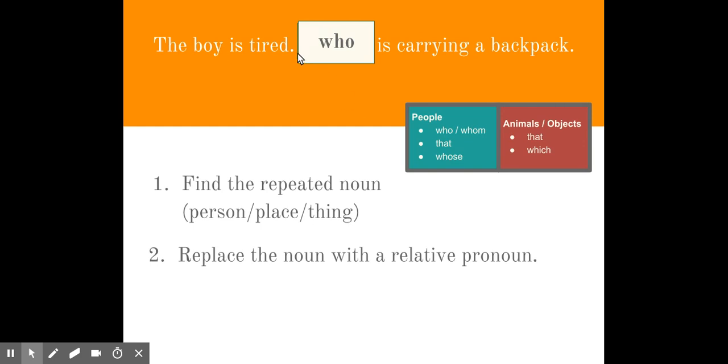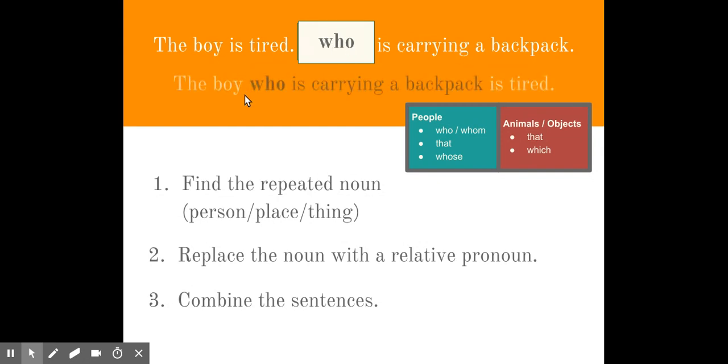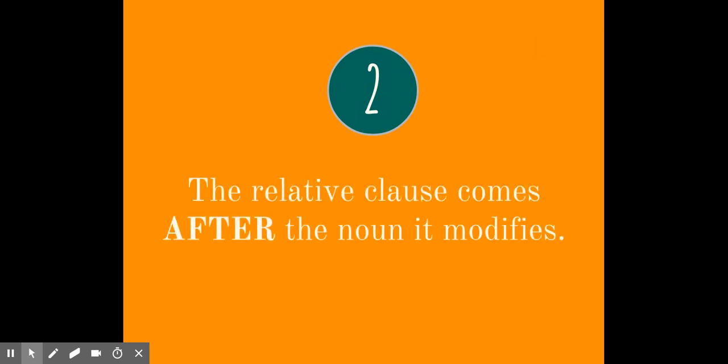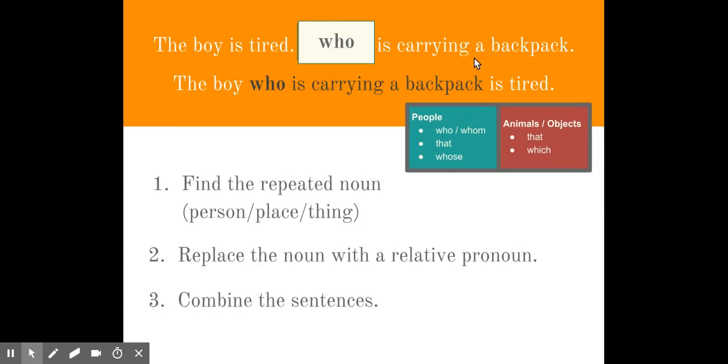We're still not finished. We can't just delete this period. We're actually going to put this who is carrying a backpack behind the word it modifies. So the boy who is carrying a backpack is tired. Right. There are many boys around, but it's the one who is carrying the backpack that is tired. Right. Okay. Rule number 2. The relative clause comes after the noun it modifies. It's why we couldn't just leave it, the boy is tired, who is carrying a backpack. It has to come after the boy.